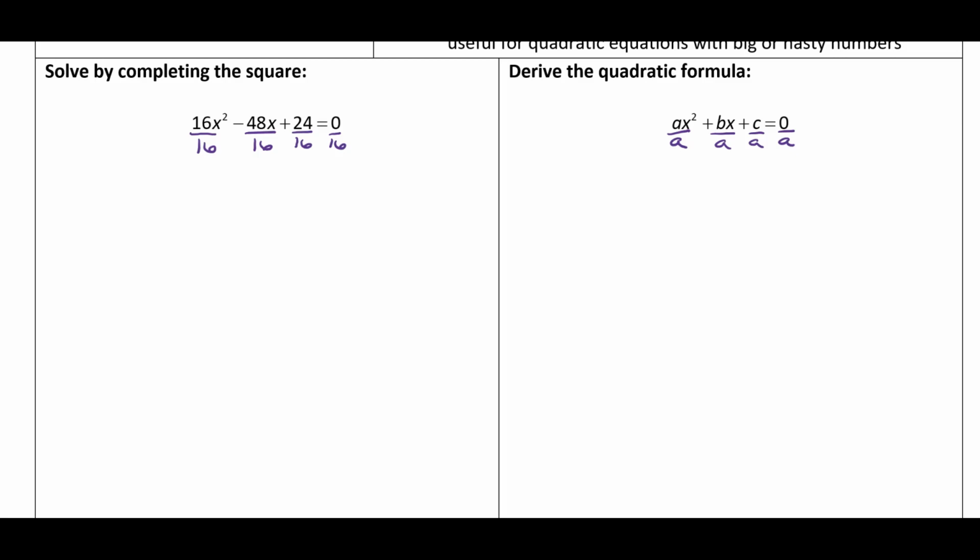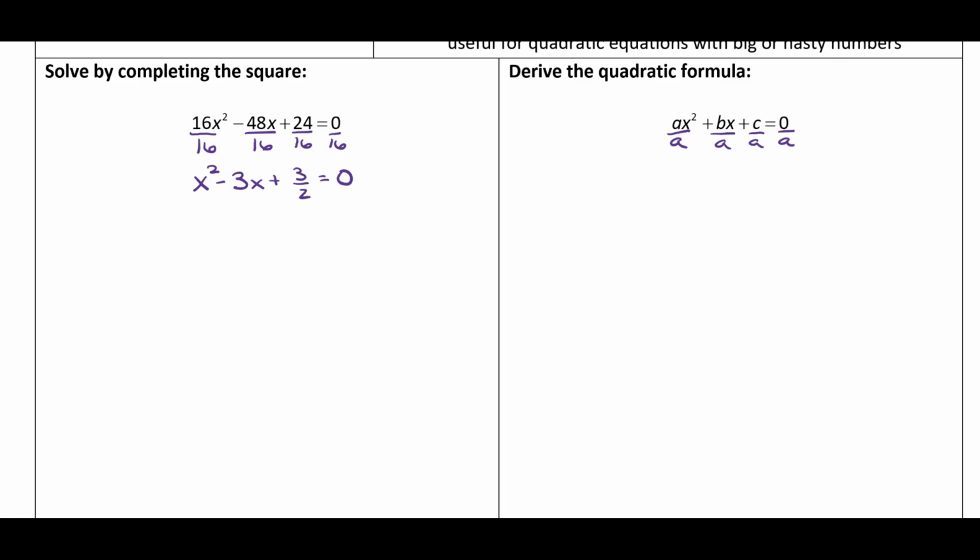Now on the left side over here, when we divided by 16, we end up with x squared. Now 48 over 16, that's negative 3x. 24 divided by 16 is 3 halves. And 0 divided by 16 is 0. So when we have the numbers, it's a little bit easier to see.